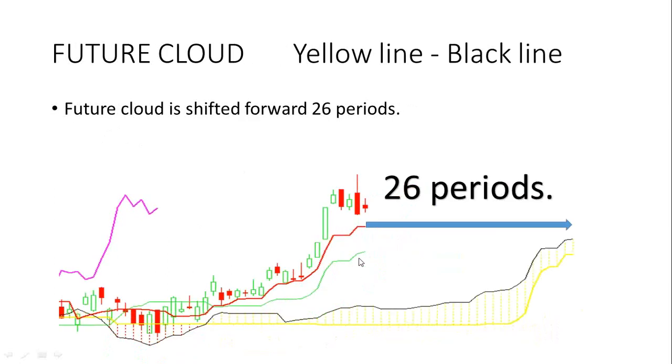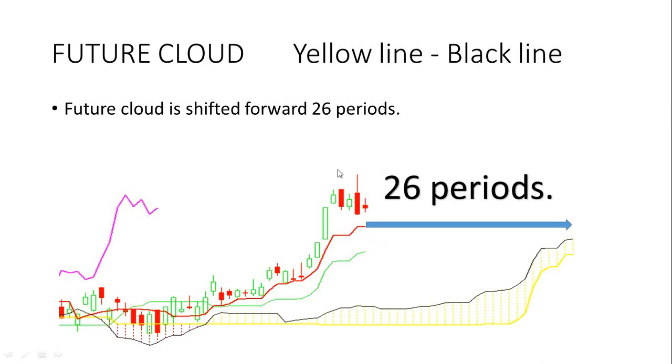Then we have the future cloud. The future cloud is plotted 26 periods forward. It's shifted forward on the chart. Most charting packages are able to do this. It is simply shifted forward, and again it comprises 2 elements.